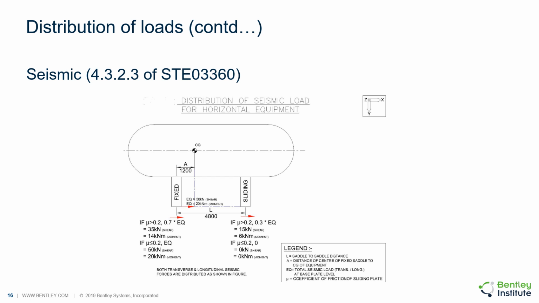This slide explains how the seismic load is distributed between the piers. The friction resistance at the sliding end dictates the distribution as outlined in section 4.3.2.3. For slide plates with lower friction or coefficient of friction lesser than 0.2, the entire load is applied at the fixed end. For slide plates with higher friction or coefficient of friction greater than 0.2, 70% of the seismic load is applied at the fixed end and the remaining 30% is applied at the sliding end.